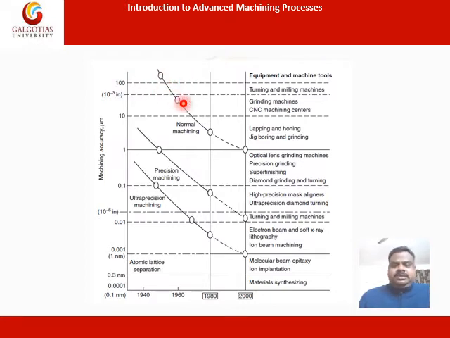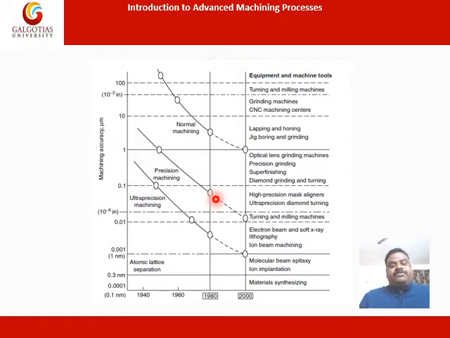But when it comes to the advancement of CNC machining centers, we are able to produce a machining accuracy of 1 micrometer, even beyond the 80s. After the 80s, with the invention of lapping and honing, jig boring and grinding machines, and some of the advanced precision machining techniques like optical lens grinding, precision grinding, superfinishing, diamond grinding and turning machines, we're able to manufacture materials with a machining accuracy of 0.1 micrometer, that is 0.1 into 10 raised to the power of -6 meters.